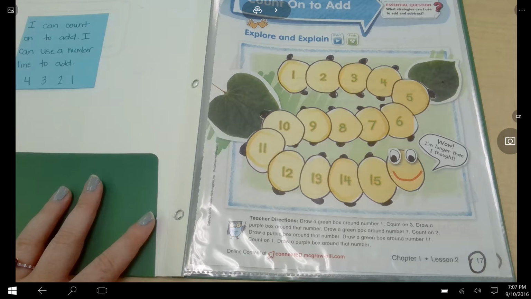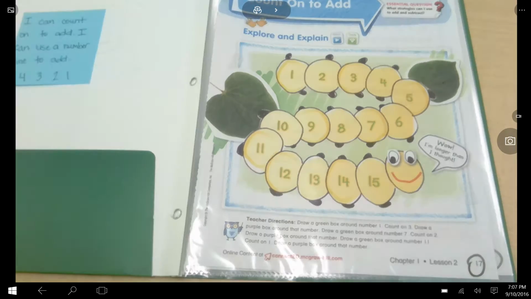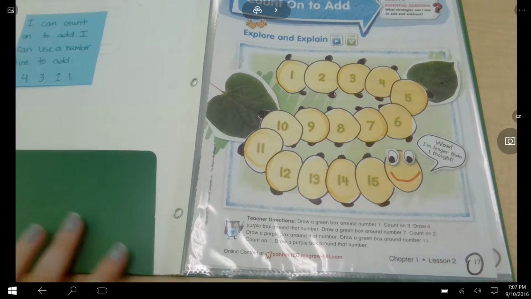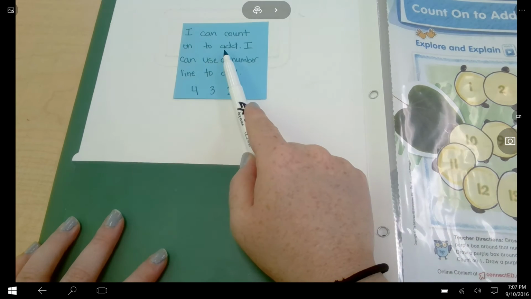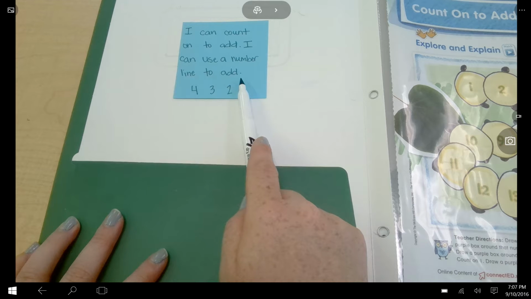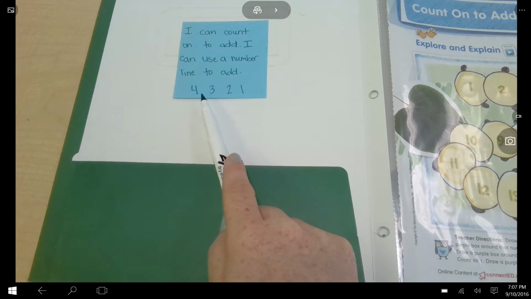So you should have your pages torn out: 17, 19, 21. I just gave you time to go tear out your pages. You should have paused the video. You push play, and now we're going to start our lesson. Today we're going to think about adding, and we're going to say I can count on to add. I can use a number line to add. And then we're going to check in with Miss Helmick when we come to our My Teacher lesson.